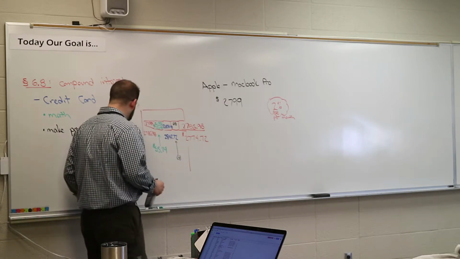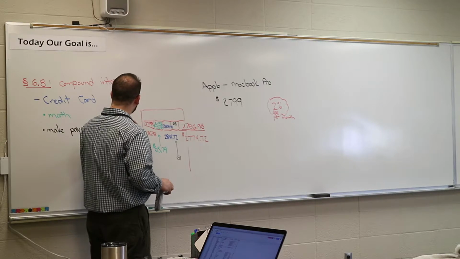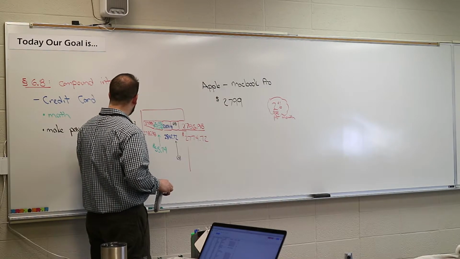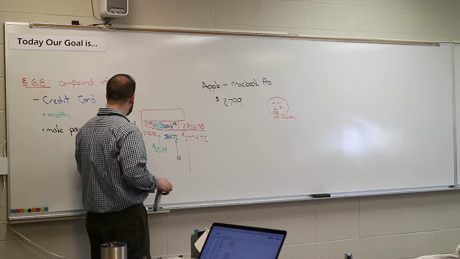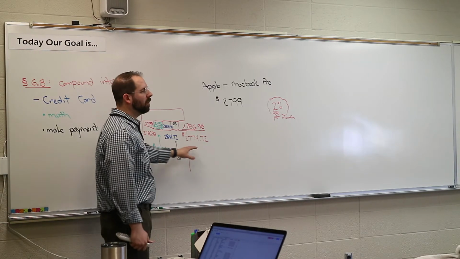The first month was April, correct? This next one we just did was May. And now you're going to have to do June, which is the next box. And what do I do with that 2774 number?